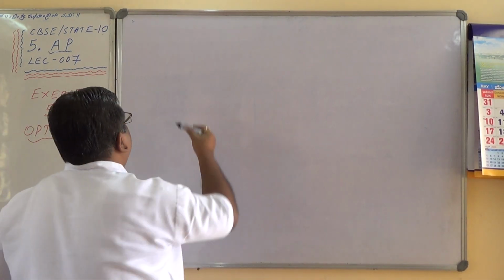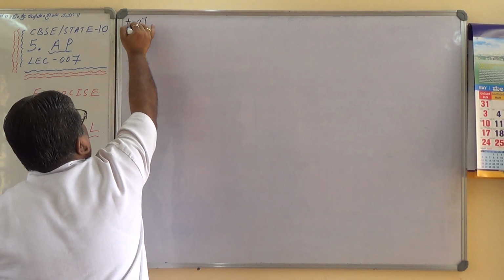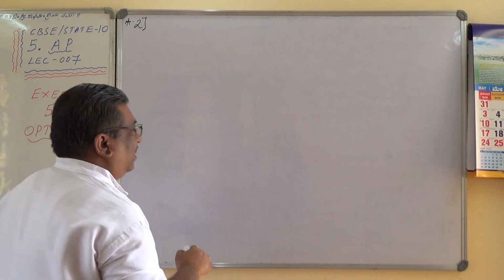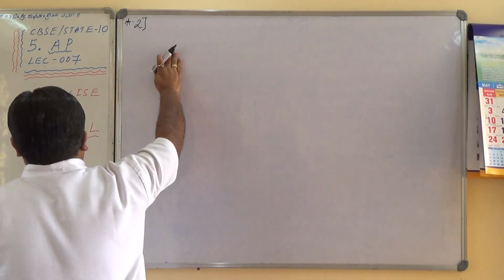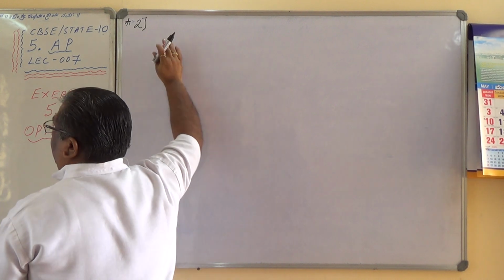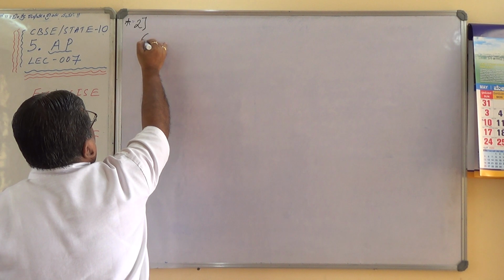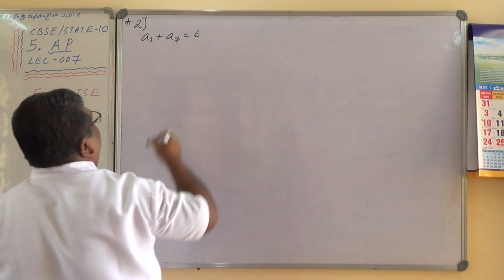So we'll solve the second one. Dear students, please mark this also. This is also a little bit critical here. By substitution method we have to do, and D values you will get 2, and let's see how to solve. Sum of third and seventh term is 6. A3 plus A7 equals 6. It is given to you.